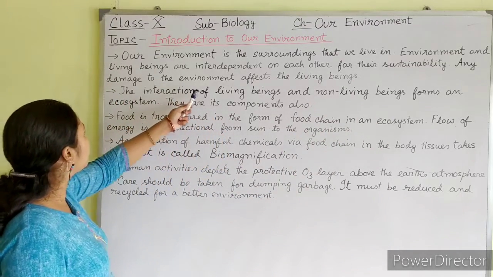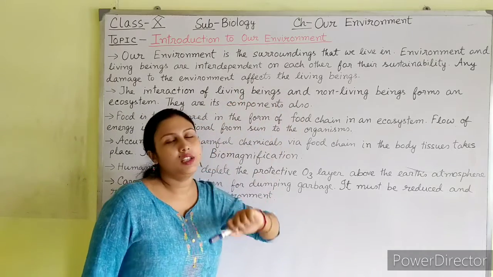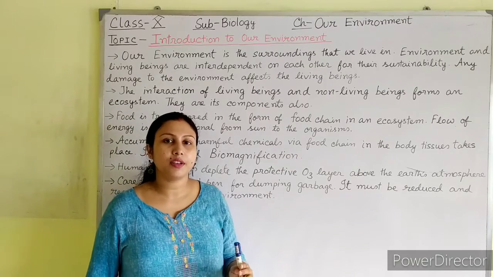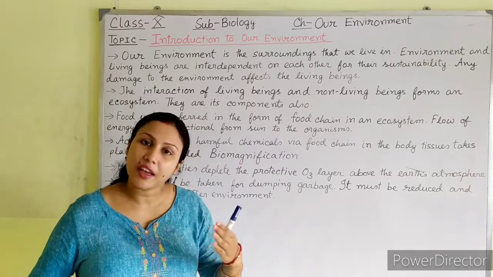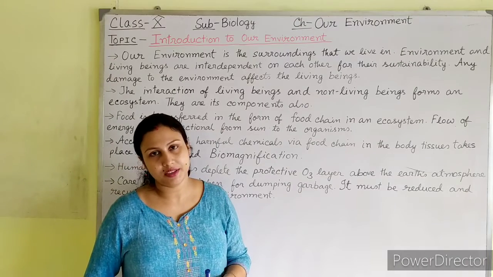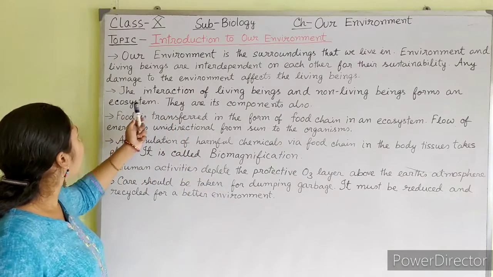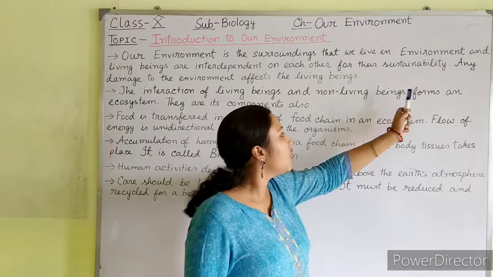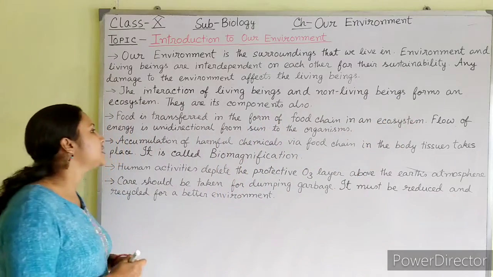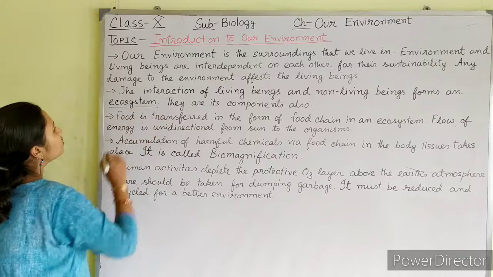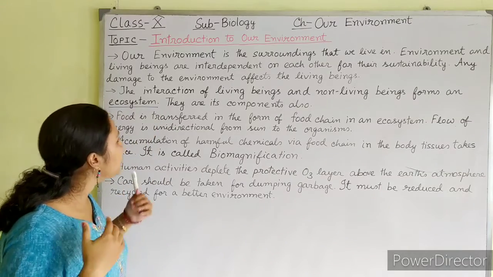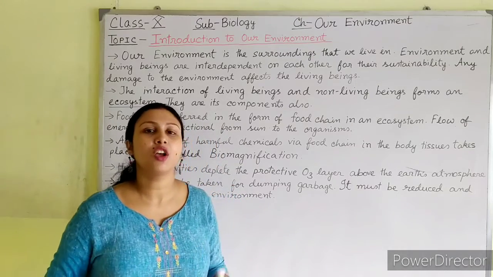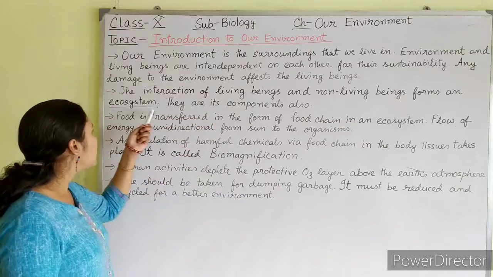Any damage to the environment affects the living beings. Any kind of damage happening in the environment directly or indirectly affects the living beings. The interaction of living beings and non-living beings forms an ecosystem. We know that, students, the interaction of living beings and non-living beings in an environment forms an ecosystem.